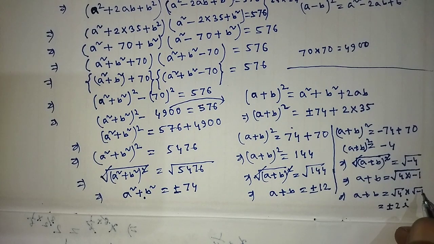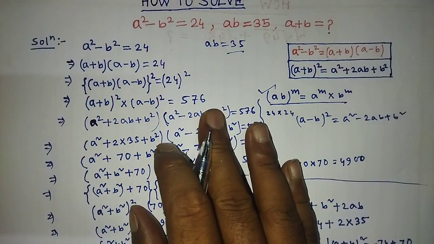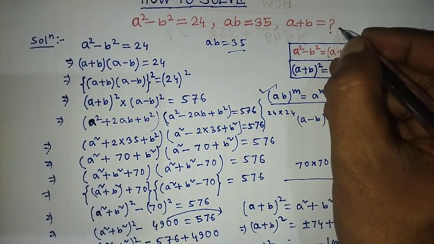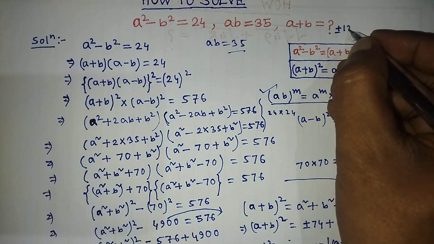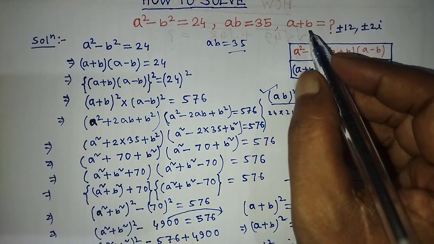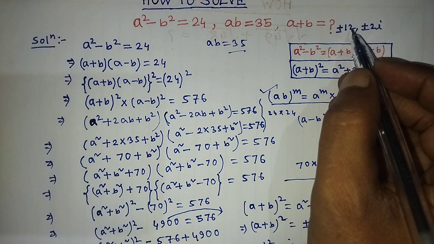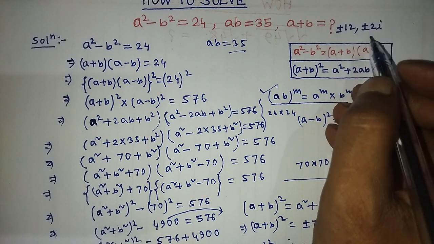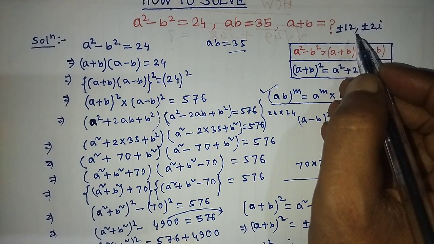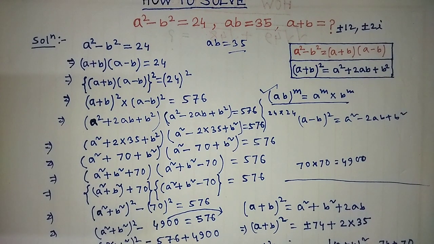So the value of a plus b will be plus minus 12 and plus minus 2i. That means a plus b has two real values and two imaginary values. So my dear student, our answer is complete.